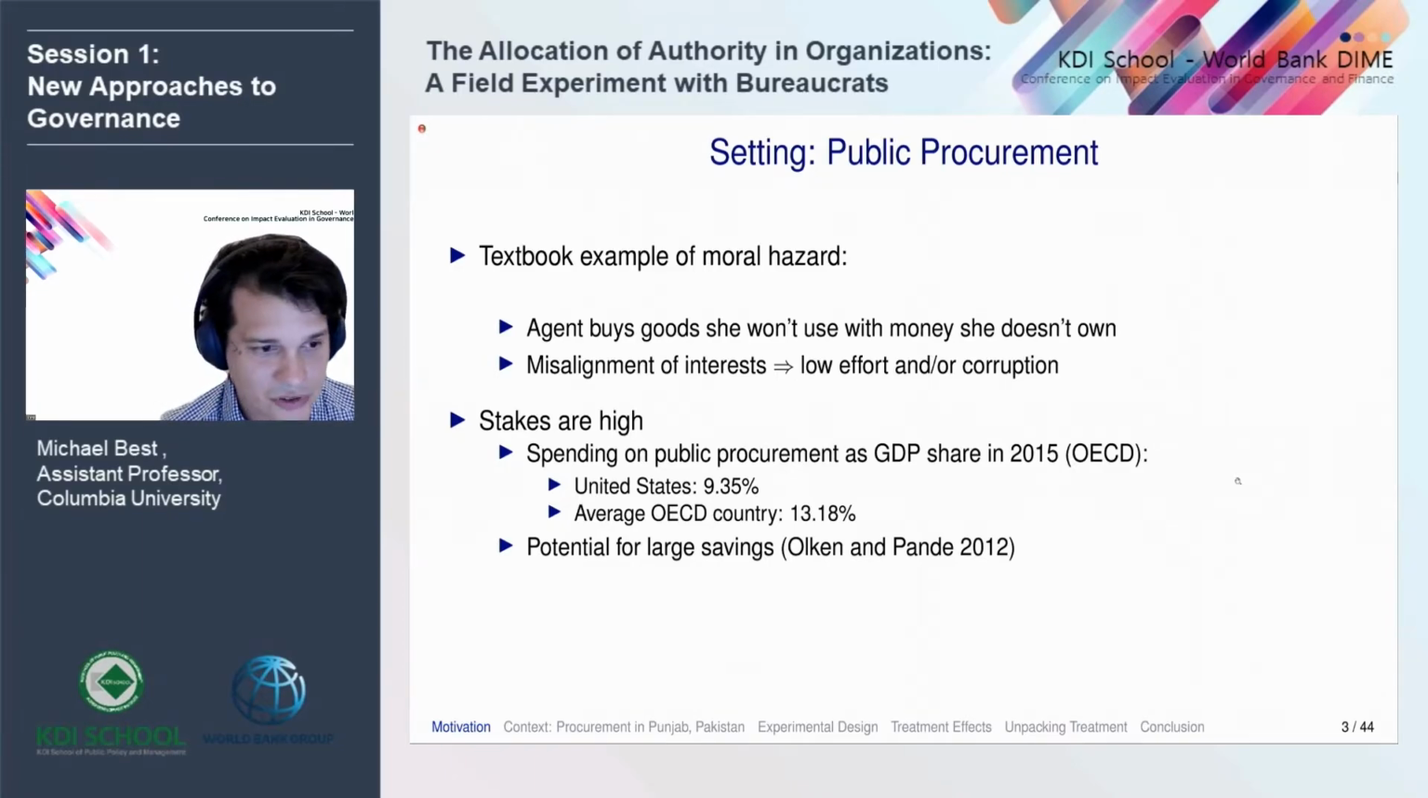And public procurement is also a fascinating laboratory to study because the stakes are incredibly high. Public procurement is pervasive throughout the public sector. So, for example, across OECD countries in 2015, the average share of GDP that gets spent by the government in public procurement is about 13%. So it's an enormously important part of what the government does and of how the government spends its budget. And so the potential for making savings here are massive. If we can save even 5 or 10% of that budget, those are absolutely staggeringly large numbers.